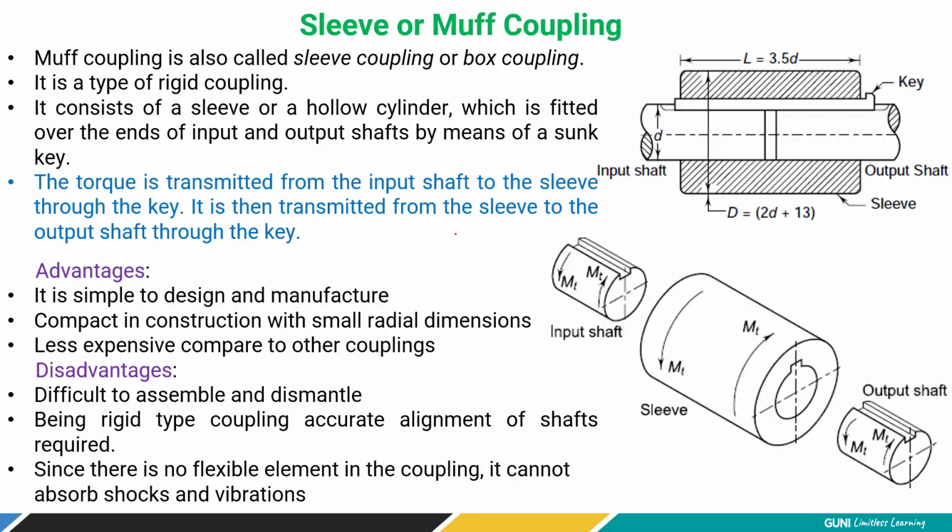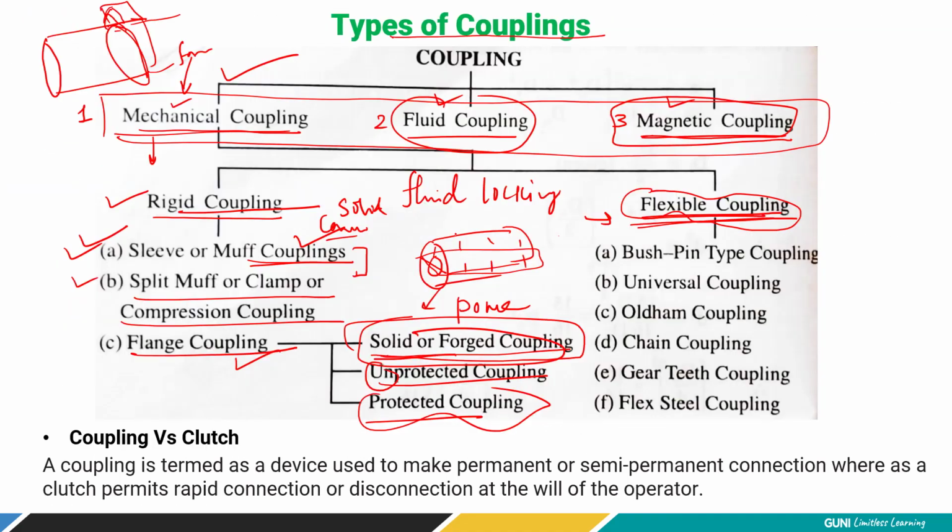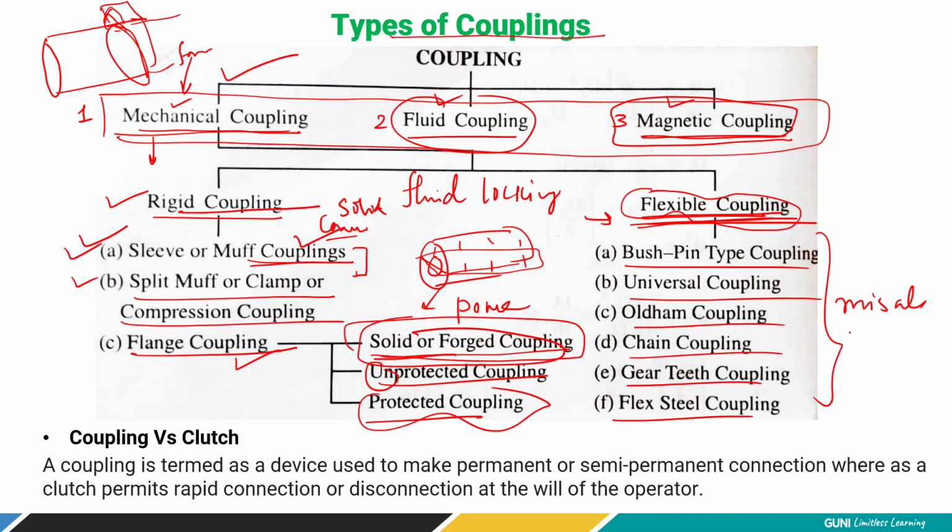Now in case of flexible coupling, we have bush pin type, universal coupling, Oldham coupling, chain, and gear flexible couplings. All these couplings permit misalignment. They also absorb the shock due to overloading, which is not possible in case of a solid coupling or a rigid coupling.